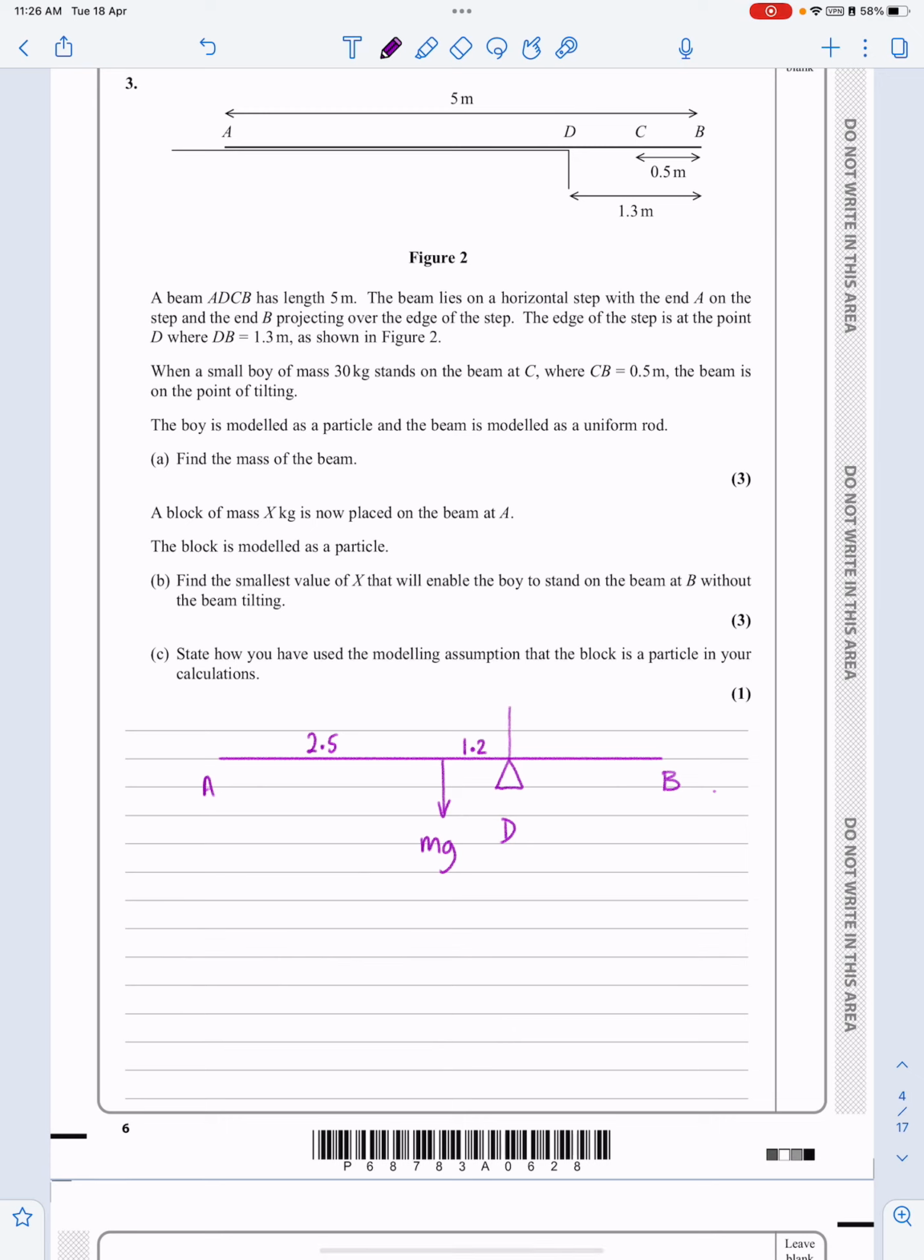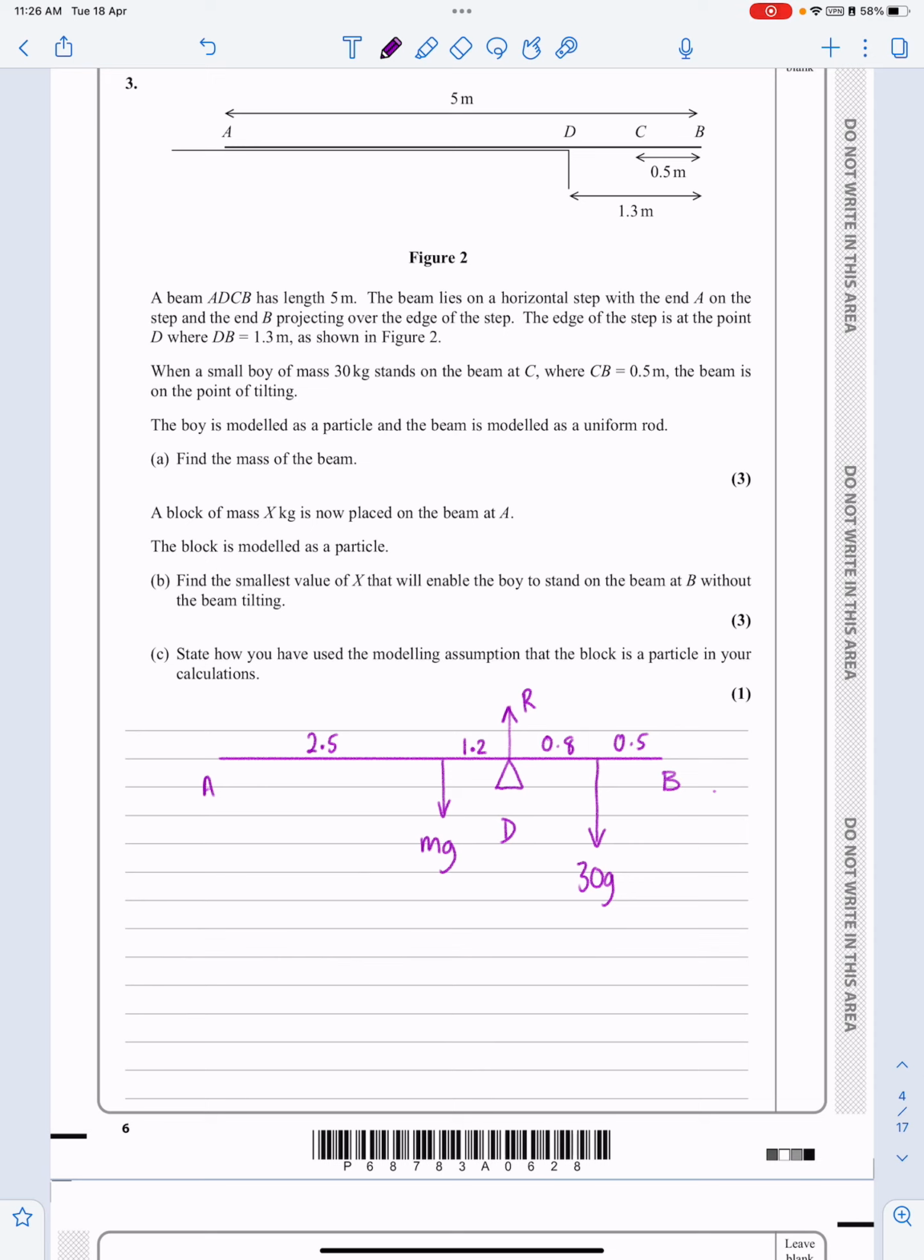I may as well put my reaction force on while I'm working out the other lengths. I've got that the boy is going to be at C here. And he's 30g. And that gave me, this length was 0.5. If the total length is 1.3, then this length here is 0.8. Now that took me a couple of minutes more maybe to draw out than trying to draw it on top of the original diagram. But I'm now much happier in terms of being able to work out what I'm going to be doing and how I'm trying to work this out.